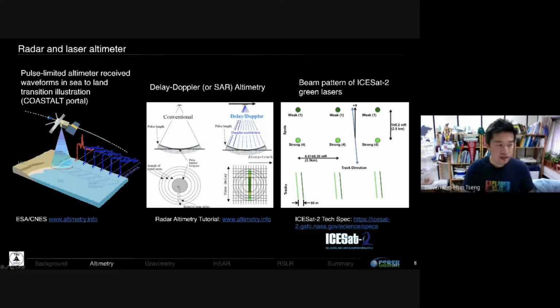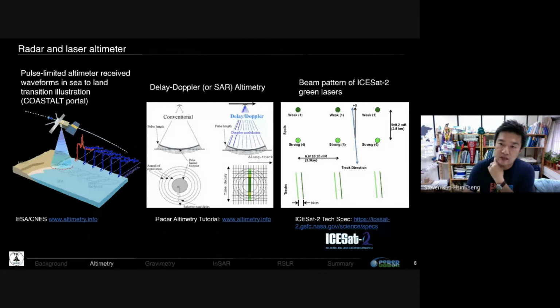So to the right, it's the idea of ICESat-2. ICESat-2 is a spaceborne LiDAR. It sends out 6 laser beams simultaneously. So on the ground, it has 6 tracks because it can measure 6 places at the same time by having this kind of design.